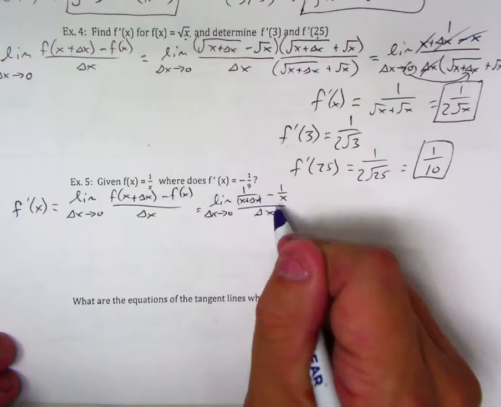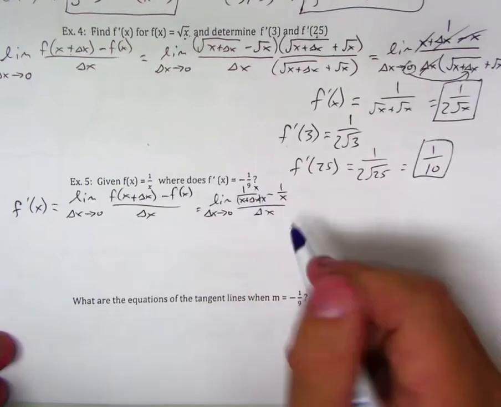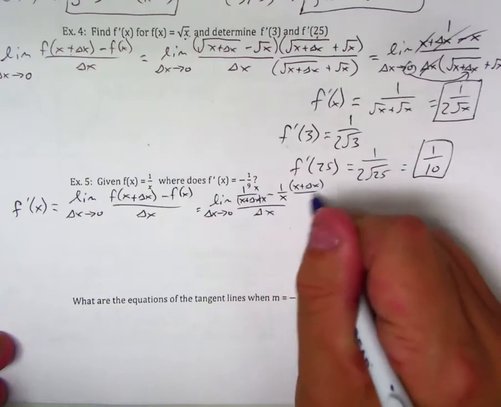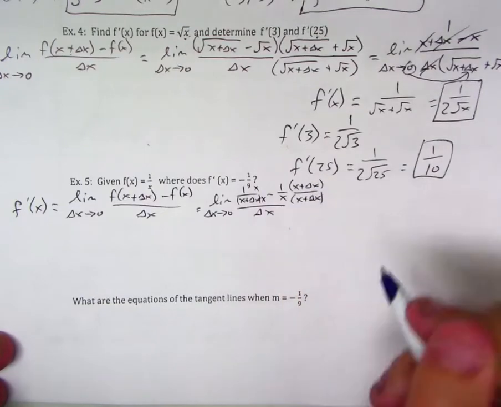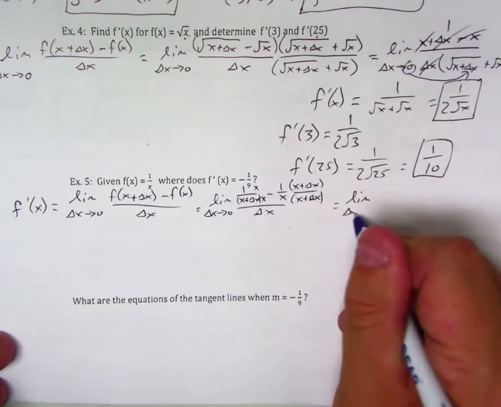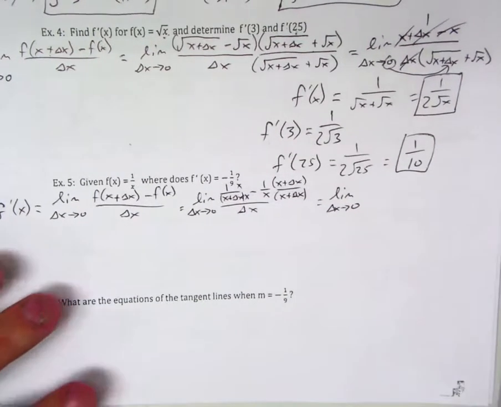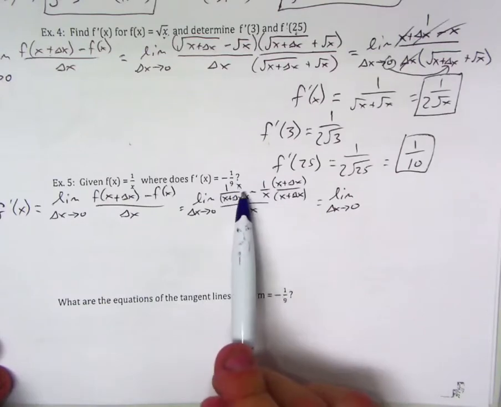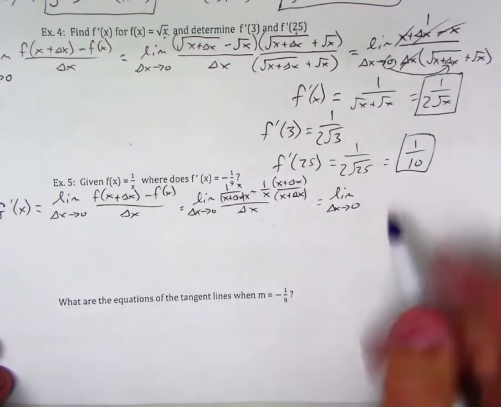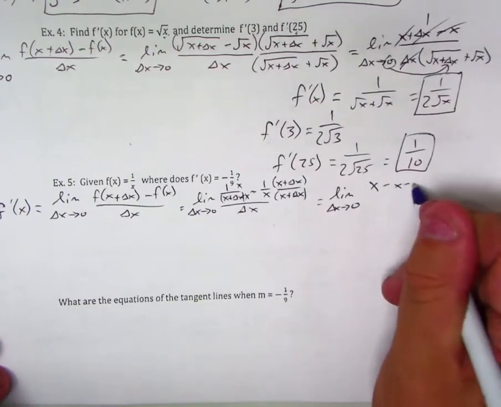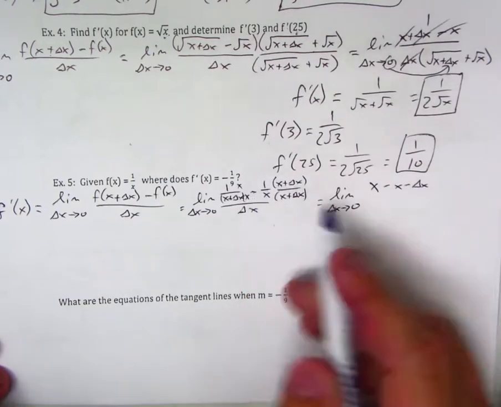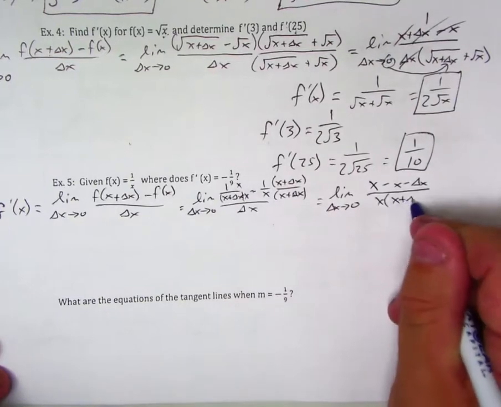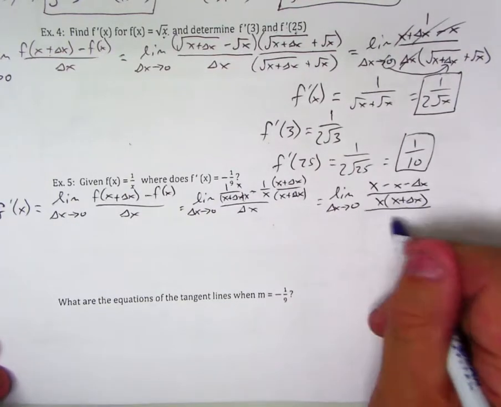So I have to multiply this first fraction by x over x, and the second fraction by x plus delta x over x plus delta x. This is going to get us our common denominators here. We're going to have the same denominator, which means we're going to be able to combine our numerators now. We have x minus this quantity, so we have x minus x minus delta x. You're subtracting the x and the delta x, over that common denominator that we found, x times x plus delta x, all over delta x.